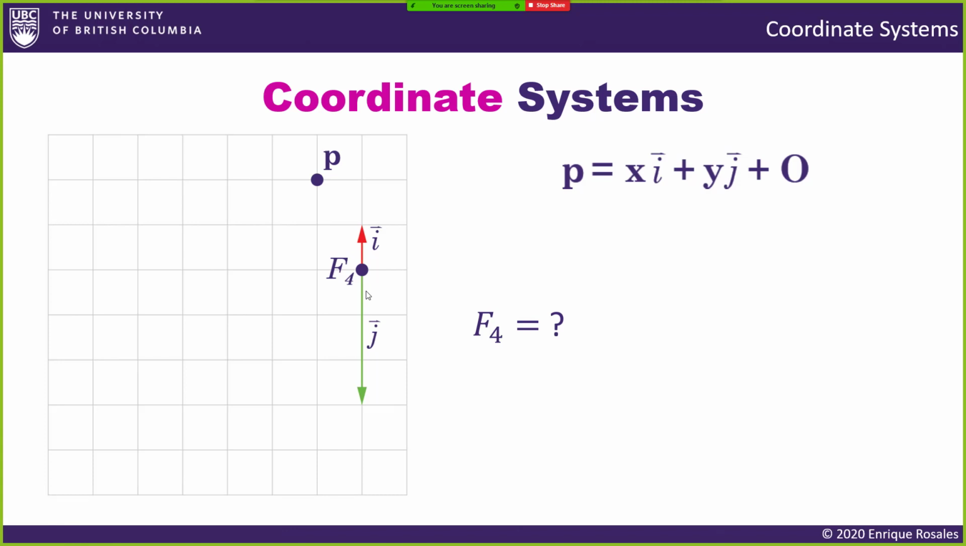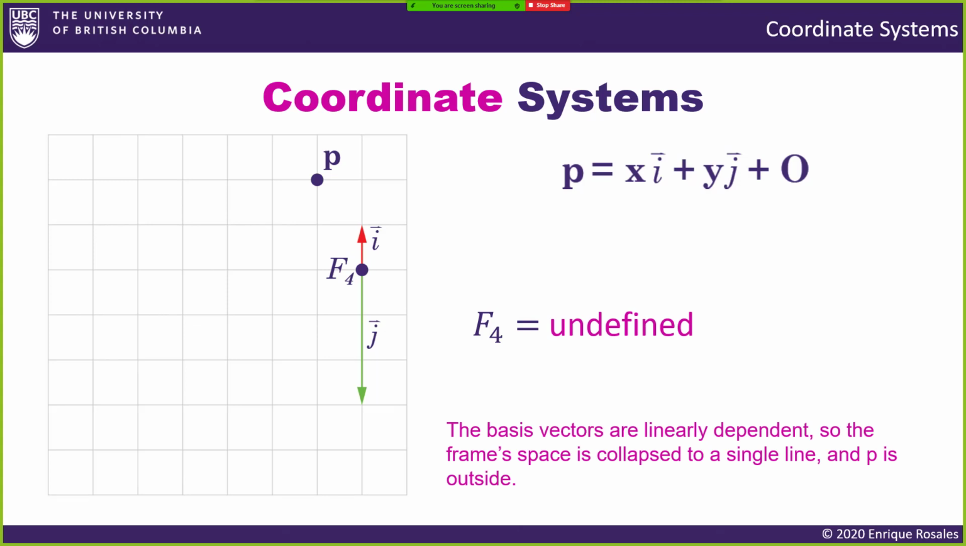So if, for example, we create a matrix with these basis vectors, what would be the determinant of that matrix? Who can answer that? 0, exactly, because everything is collapsed, right? The determinant is basically the area spanned by the column vectors of a matrix, right? So yeah, exactly. This will be basically 0 for a determinant. So yes, they're undefined because the vectors are linearly dependent. So the frame space is collapsed and P is outside.